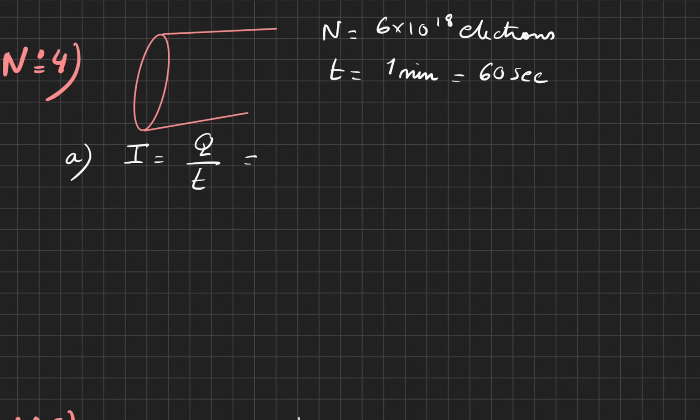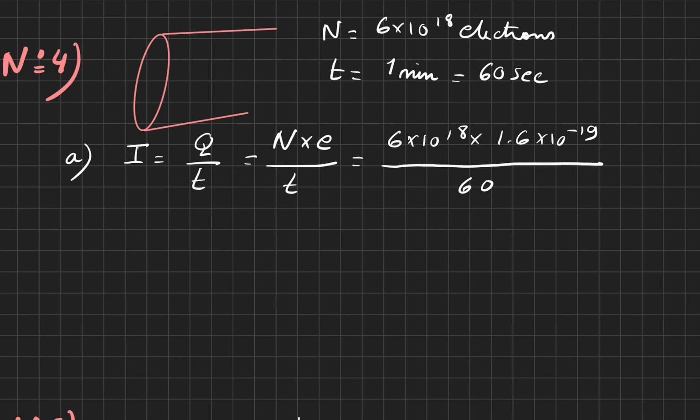We know that I equals Q over the time T, but we don't have the Q, we don't have the quantity of charge, we have the number of electrons. And from the previous lesson we know that the quantity of charge is the number of electrons multiplied by E, the elementary charge. So Q equals N times E, so now I equals N times E over the time T. That is 6 times 10 to the power 18, and E is 1.6 times 10 to the power minus 19, divided by the time T, which is 60 seconds.